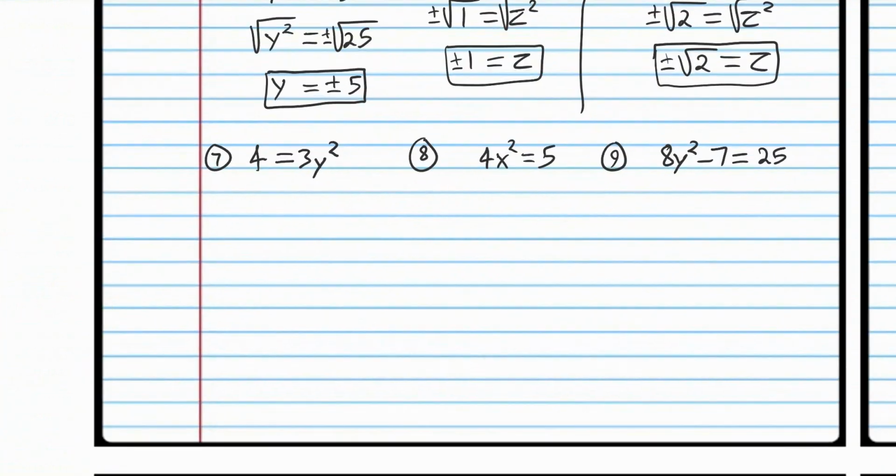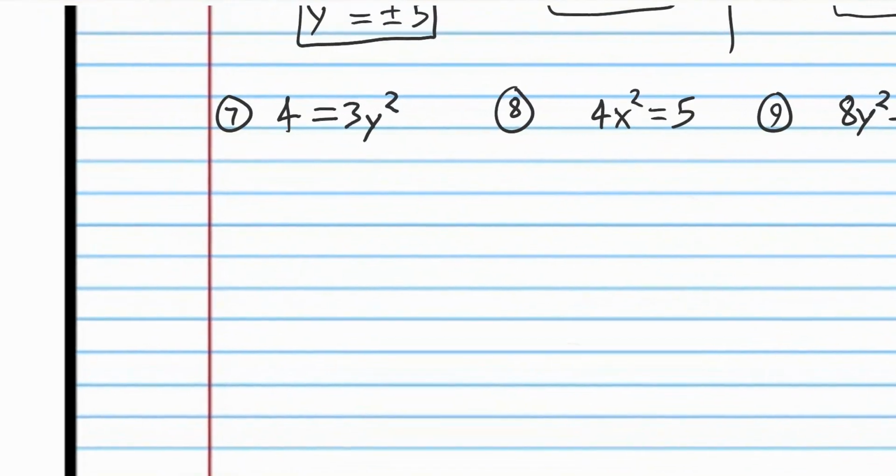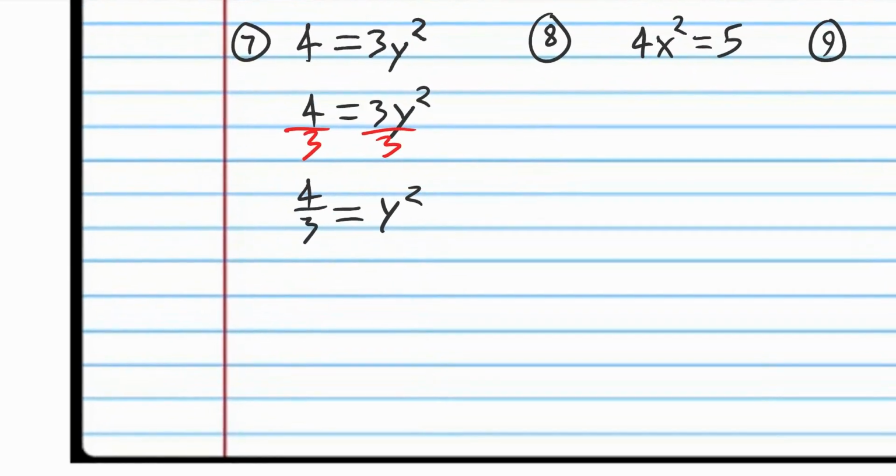All right, so let's see here. Let's try number 7 together. So I'm going to rewrite the equation. And I'm going to isolate the square. That's the first step. Isolate the square. And I get y squared is equal to 4 over 3. So now I've isolated the square. The second step is to get rid of the square.